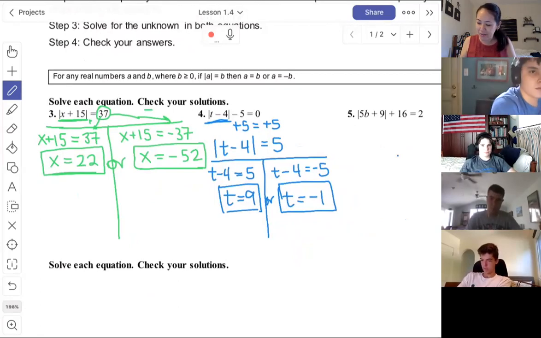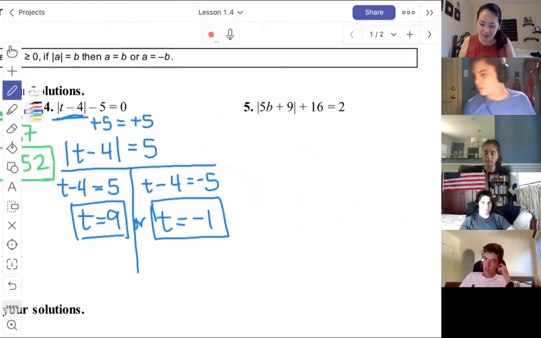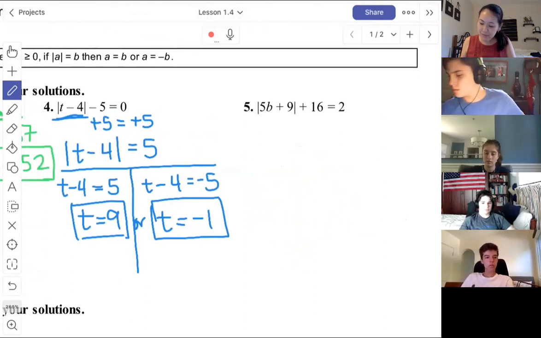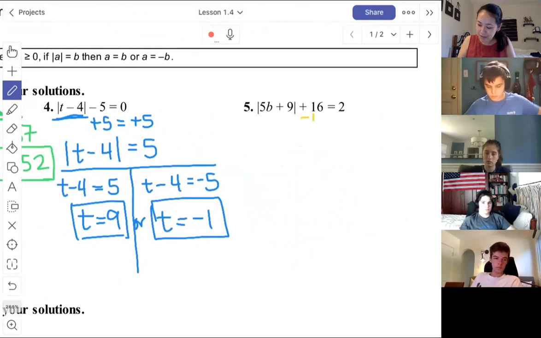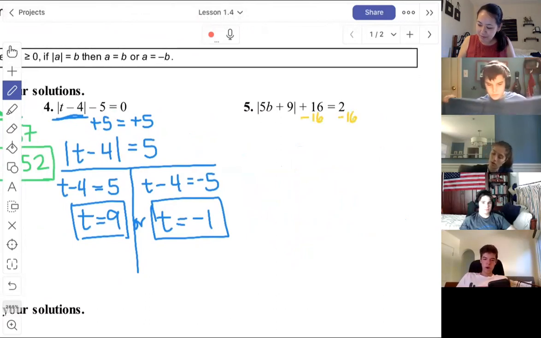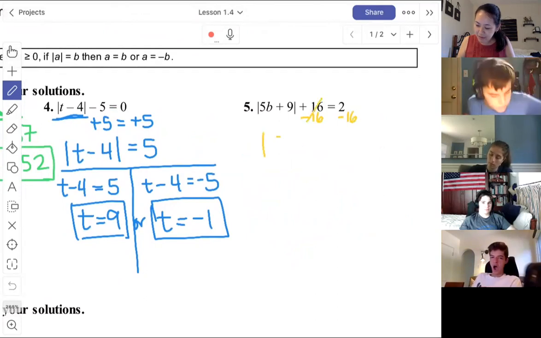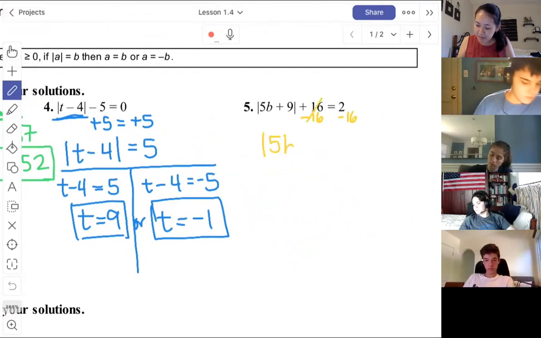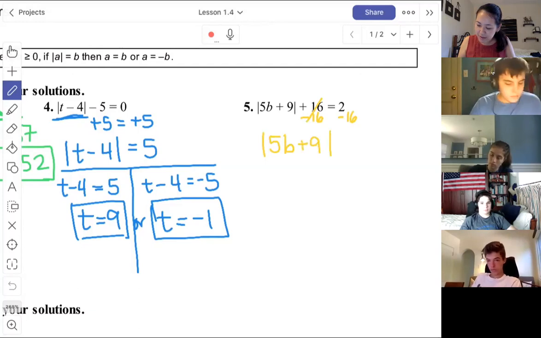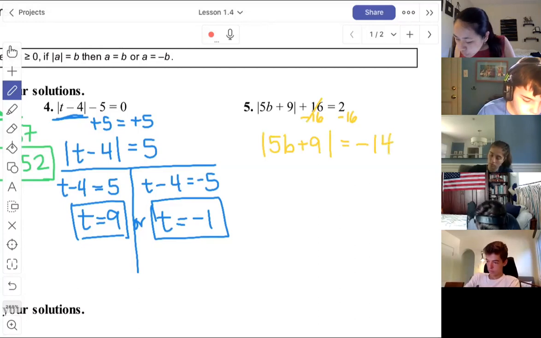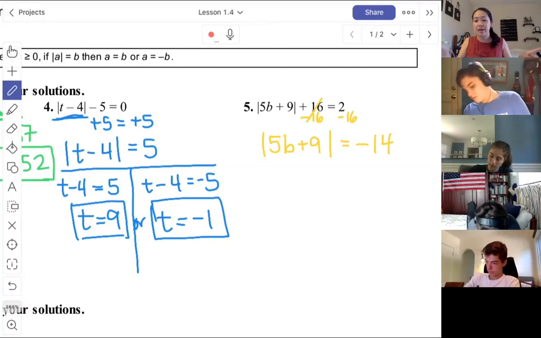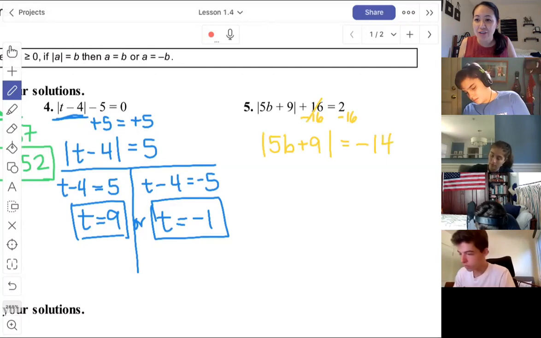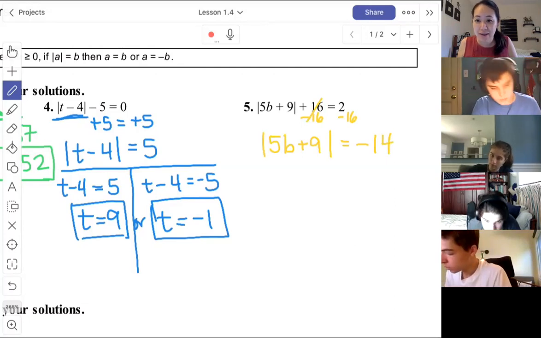Okay, let me go and show number 5. So number 5, I'm going to isolate the absolute value, step 1. So subtract 16, subtract 16. And I get absolute value of 5b plus 9 is equal to negative 14. Now, typically I would split my problem here, but I actually am not this time. And I actually already have my answer.